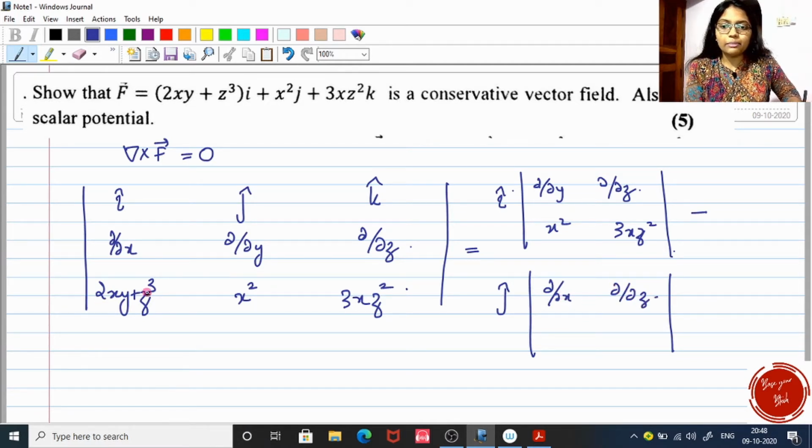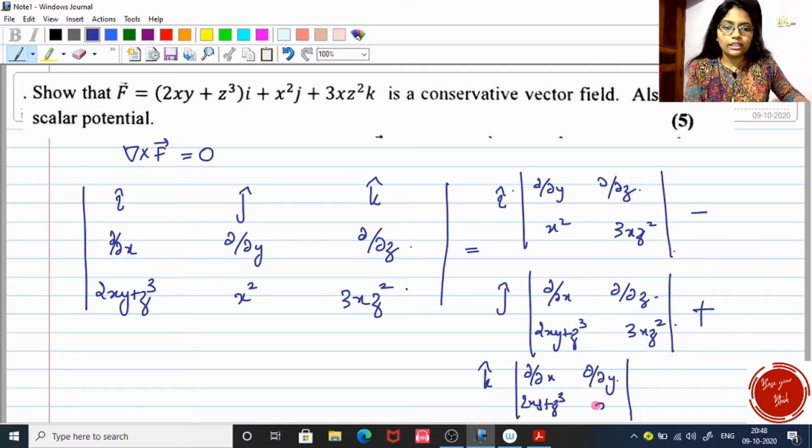and 2xy plus z cube, then 3xz square, isn't it? So when I cut this row and column corresponding to this j cap, I get the remaining 4 elements and I put them all together into a square submatrix. And next is plus k cap into determinant of, when I cut this row and this column, I will be left with dou by dou x, dou by dou y and 2xy plus z cube, then x square.